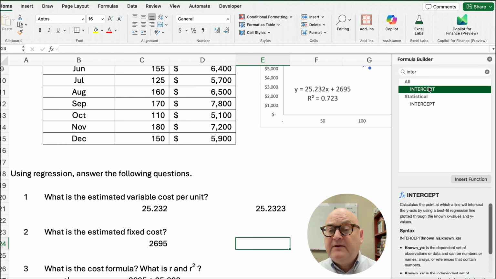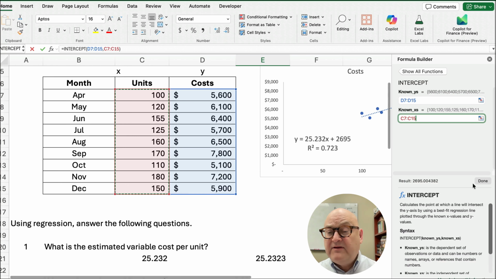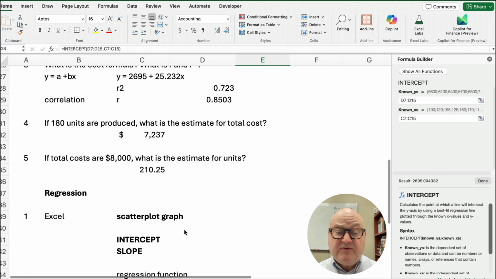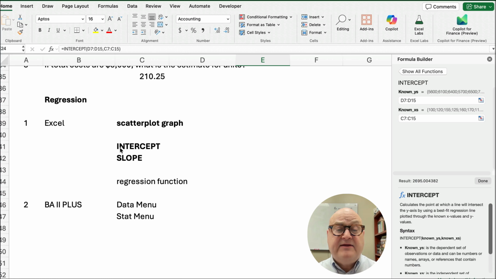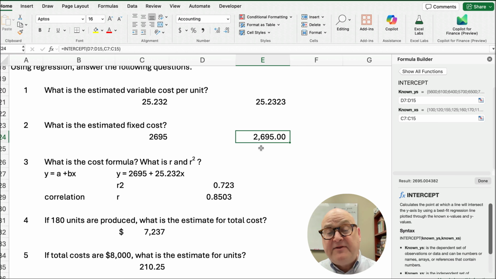I'm going to use the intercept function to do the fixed cost. I need the known y's, so I just put in all the y's, and the known x's, I put in all the x's, the units, and solve, and we get something like 2695.004. So we have some decimals, it's not just whole numbers. So here we have our estimate for fixed cost. So I think the two easiest ways to do it would be the scatter plot and the intercept and the slope on Excel. Now the nice way about doing this is I wouldn't have to type in that number. That's the number I have, so I could immediately multiply it times 180 units times 25 and then add the 2695. So that's two ways.